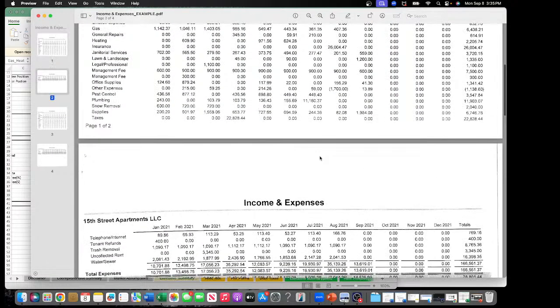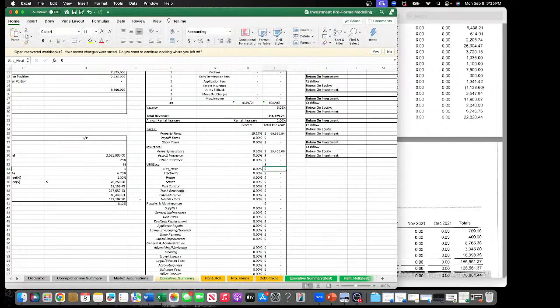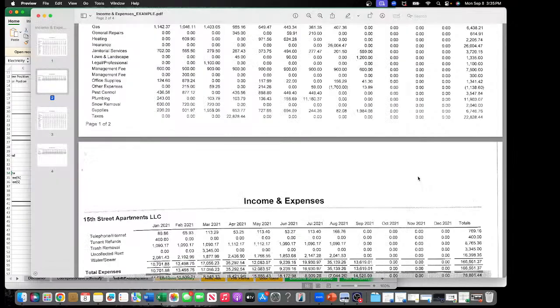In this case right there, we have gas and heat, 6438, but again, it's only on 1, 2, 3, 4, 5, 6, 7, 8 months. So we have to do 6438 divided by 8 is our number. And then we have to take that times 12, and that's going to be our gas and heat for the year.